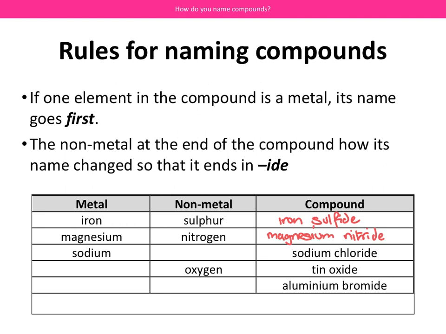The next one, we've got the non-metal missing, but we know that the compound is called sodium chloride. We know the "ide" at the end of chloride is a change from what it would have been in the original element. As you do more and more chemistry, you will recognise elements more quickly or more easily, and so this is chlorine.